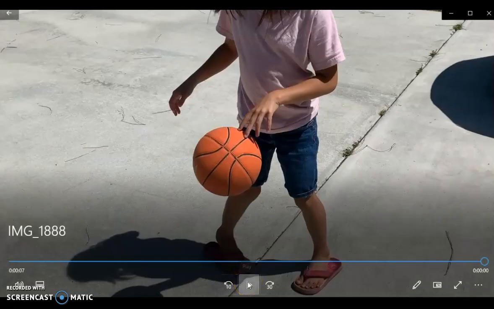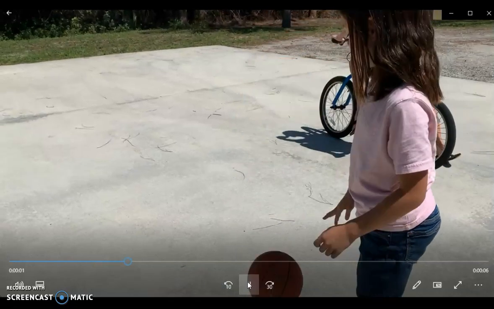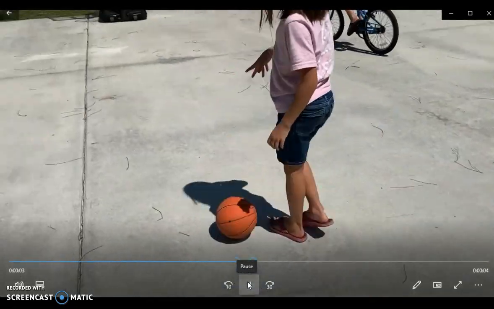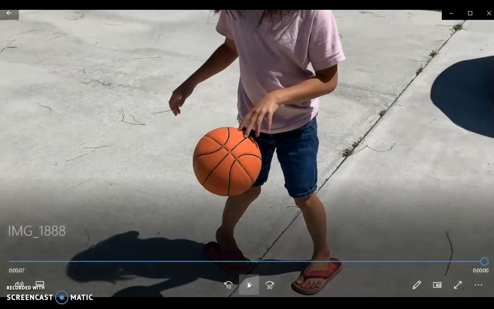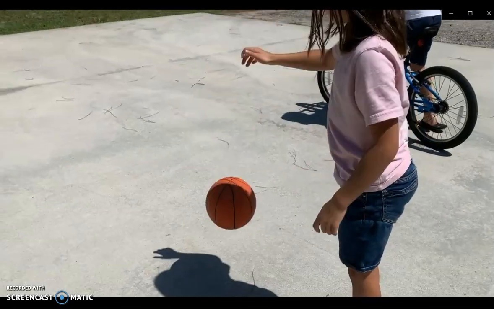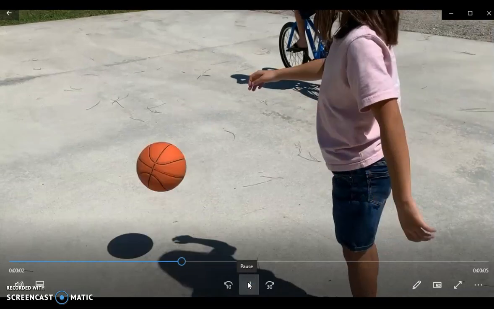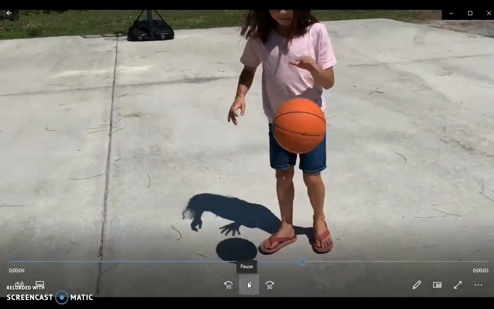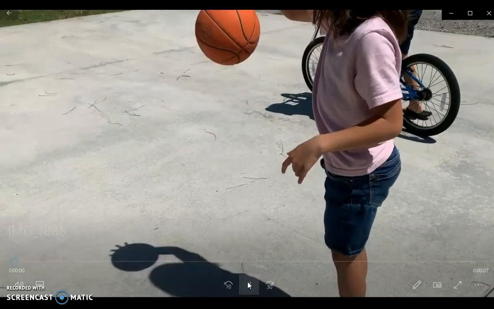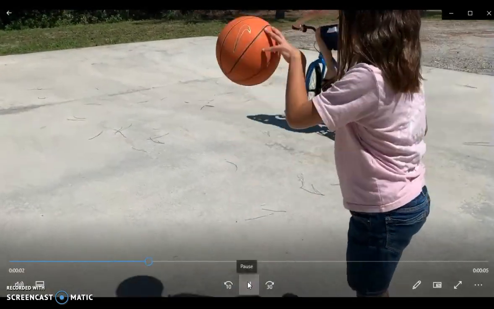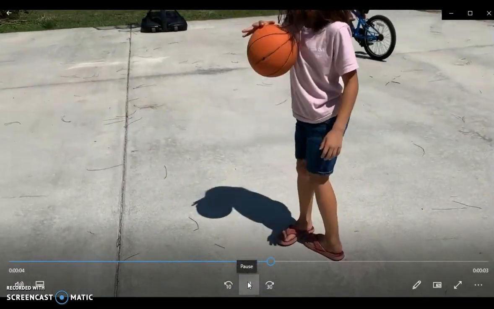All right, in this example, my daughter is bouncing a basketball. If you notice, she has to push the basketball down, and once it hits the floor it is causing it to bounce back up. So Newton's third law, for every action, that's the ball hitting the ground, there's an equal and opposite reaction, that is the ball bouncing back up because it is hitting the ground.